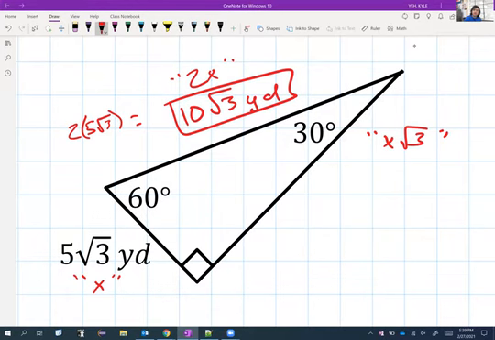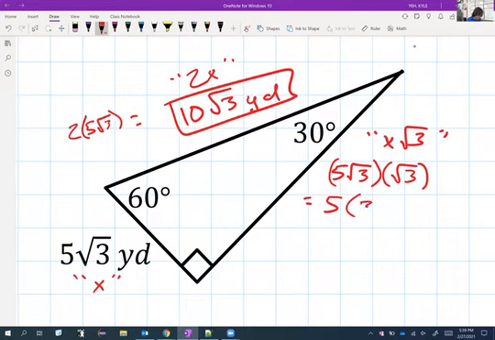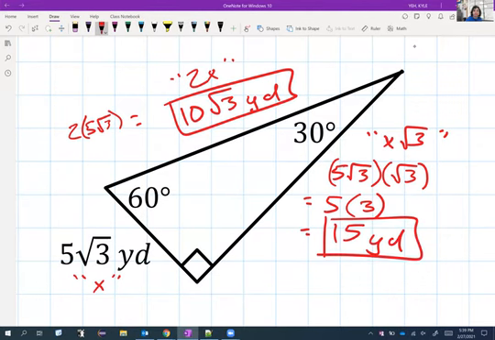And then what about my longer leg? My longer leg I have written down is x root 3. So I'm going to take my x value that was given, 5 root 3, times root 3. And I know that 5 times root 3 times root 3, well, root 3 times root 3 is just 3. Square root of 3 times square root of 3 is just 3. So it looks like that longer leg will be 15 yards. We started with the shortest leg, doubled it to get the hypotenuse, multiplied by root 3 to get the longer leg.